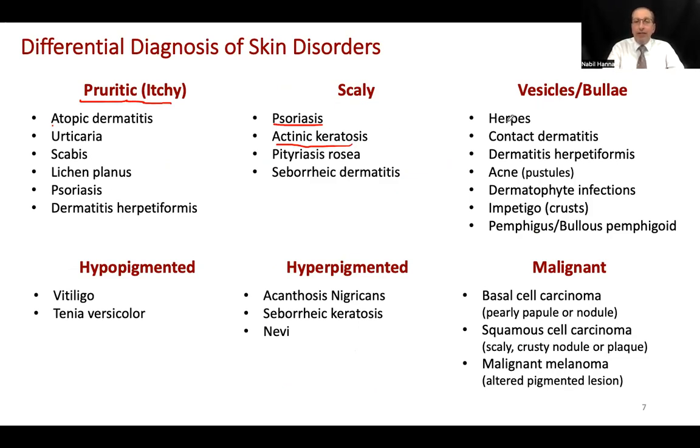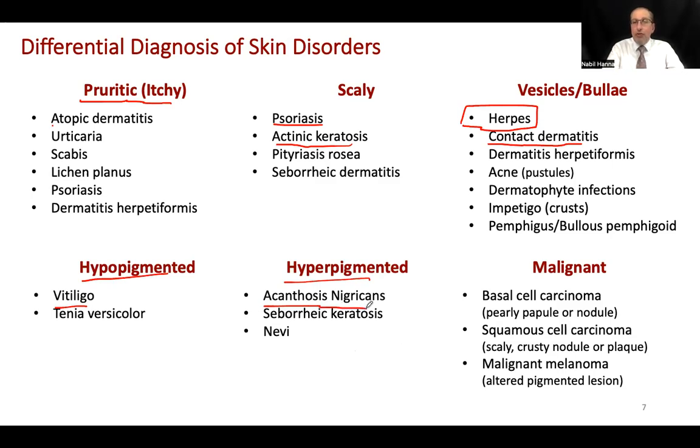Once we have vesicles, the first differential diagnosis that should pop up into your mind is herpes. And if it is not herpes, then the second most common is contact dermatitis. Hypopigmented skin lesions, example, vitiligo. Hyperpigmented skin lesions, example, acanthosis nigricans.